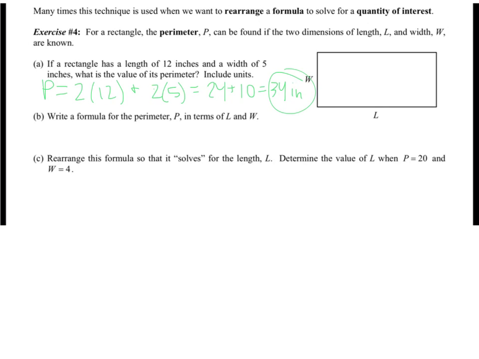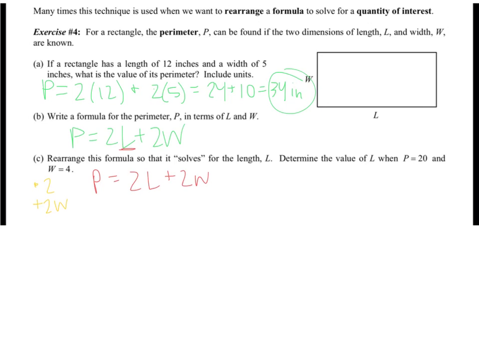So if you're looking at just the formula, perimeter is 2 times length plus 2 times width. So let's rearrange this formula so that it solves for the length. So we want to solve for L. So P equals 2 times L plus 2 times width. Well, the first thing that happens to the L is it's multiplied by 2, and the second thing that happens is 2W is added to it.